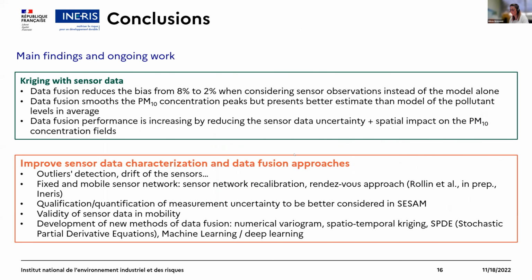Some conclusions. So we can say that data fusion with sensor data is very promising to produce air quality maps at the urban scales, even if there are still some issues that need to be addressed. In the future, we try to develop new methodologies for outlier detection, also to derive the drift of the sensors.